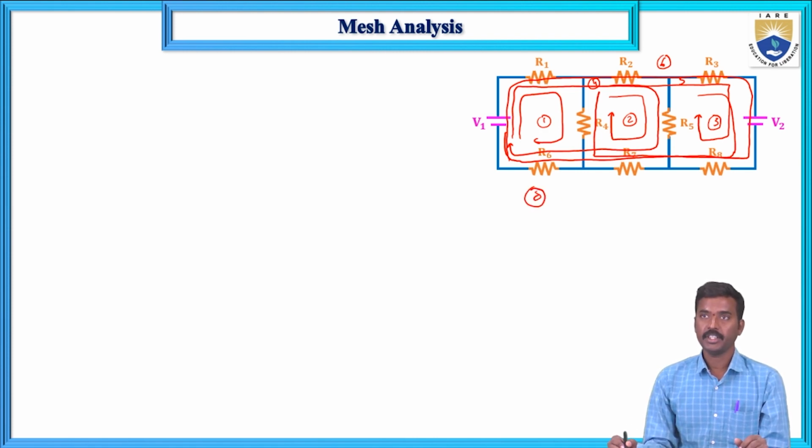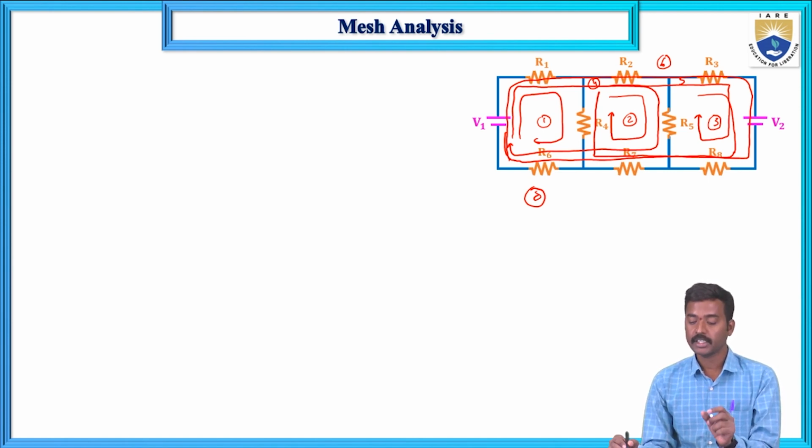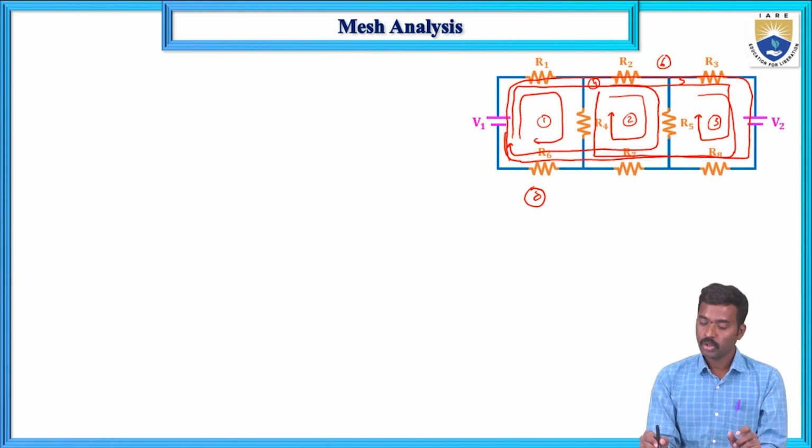The next definition in this concept is mesh. What do you mean by mesh? A mesh is a kind of loop which does not cross another loop. So it is also a loop. This one is a loop. This one is a loop. But here the fourth loop is not a mesh.